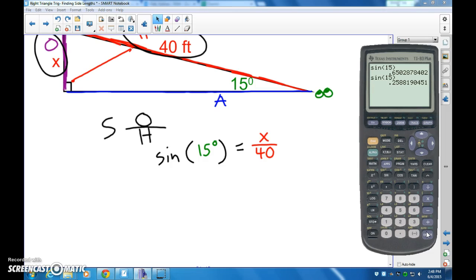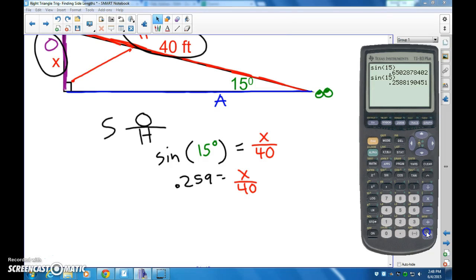Now this is shown on a TI-83 Plus, which is going to be similar to the 83 or the 84. If you have a different calculator, if it's your phone or a calculator online, make sure you know how to switch between degrees and radians and keep it in degrees. So when I have sine of 15 degrees, I get 0.259 equals that x over 40.